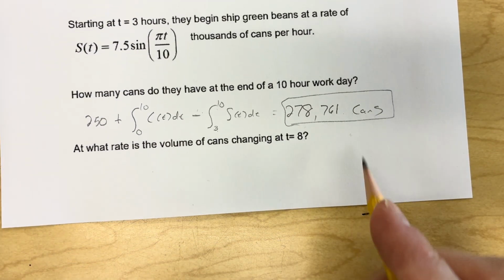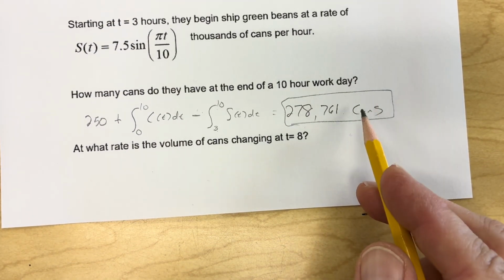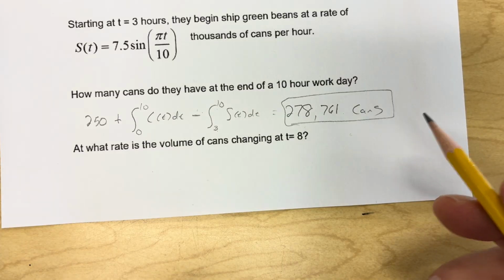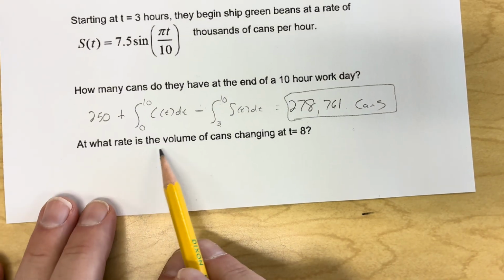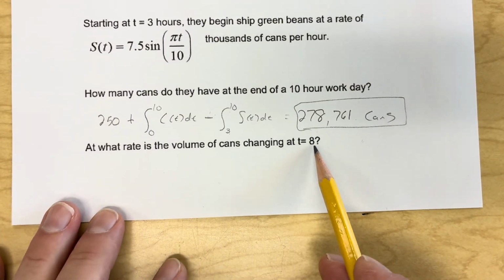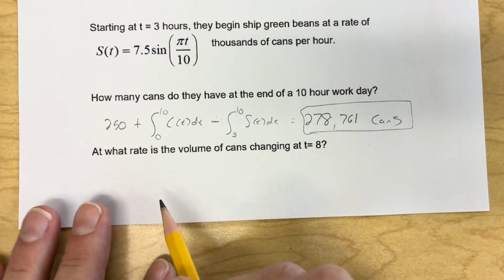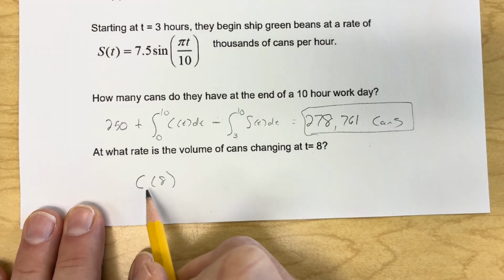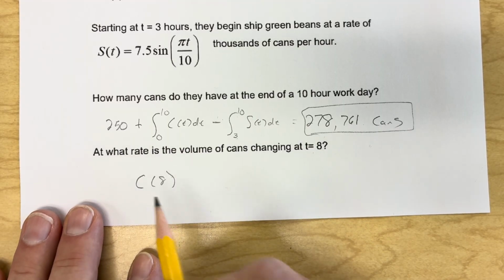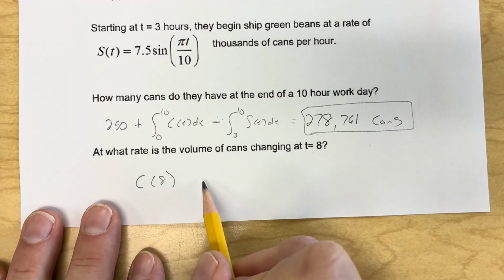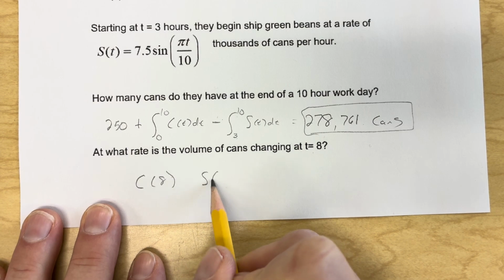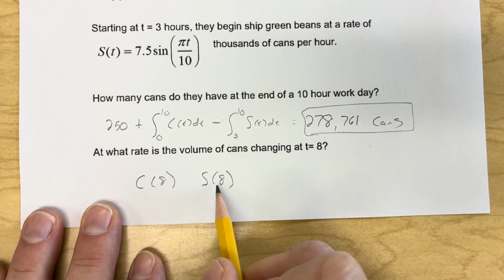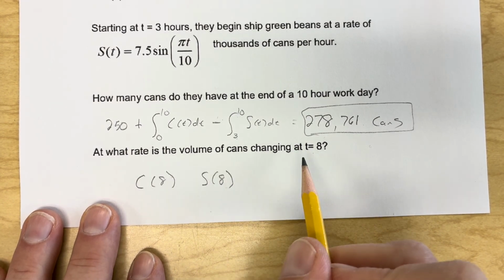And then if you did 278.761 thousand cans, that's okay too. They would accept that. At what rate is the volume of the cans changing at t equals 8? Well, there's a rate that we're making them, and that's C of 8. C of 8 is how fast we're canning them at t equals 8, right? And then there's a rate that we're shipping them, and that's S of 8, okay? That's how fast we're getting rid of them at the 8 mark.